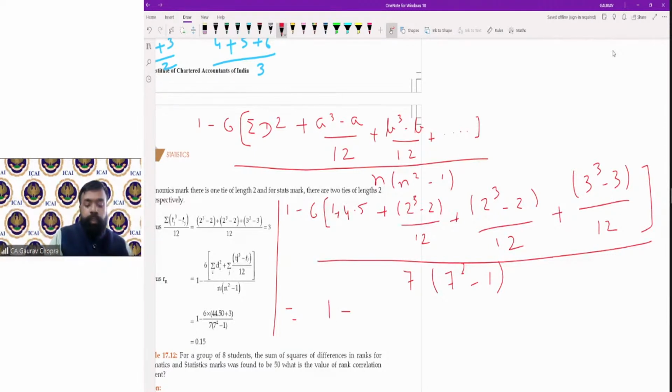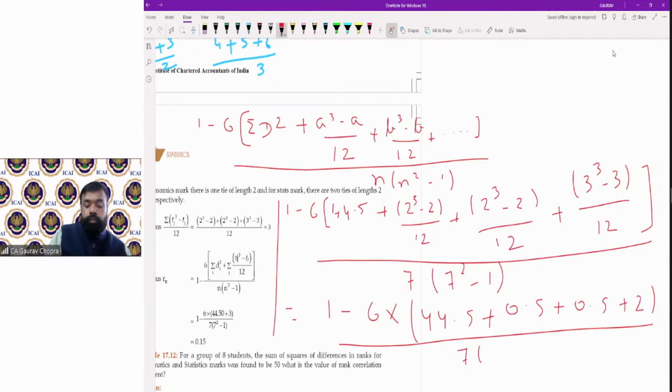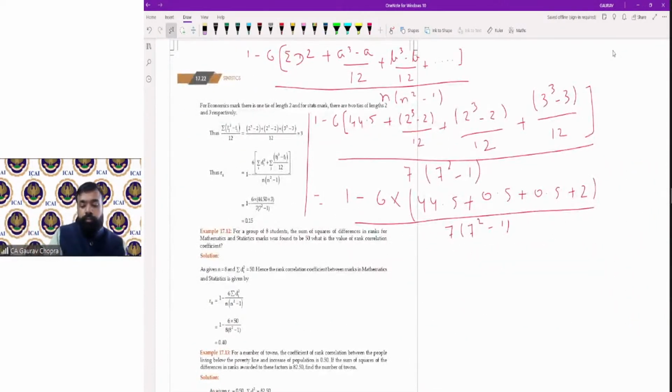So 1 minus 6 into 44.5 plus 6 by 12 is 0.5 plus 0.5 and then plus 2. Okay. Now you can simplify this and get the result. The result is 0.15. So then we have given the answer 0.15.